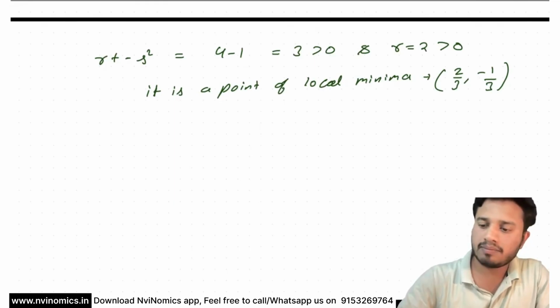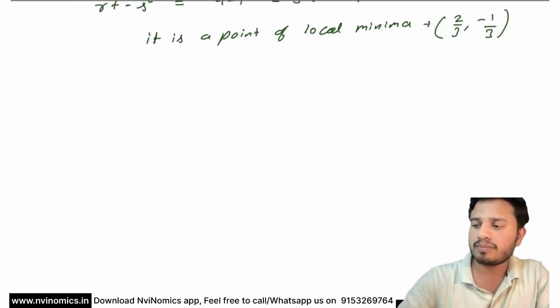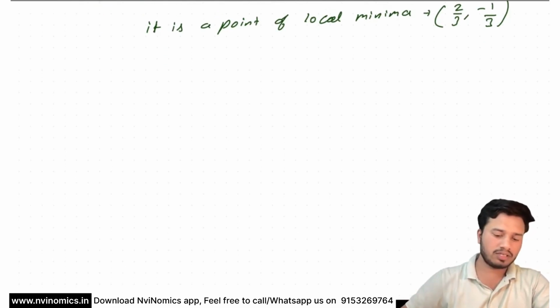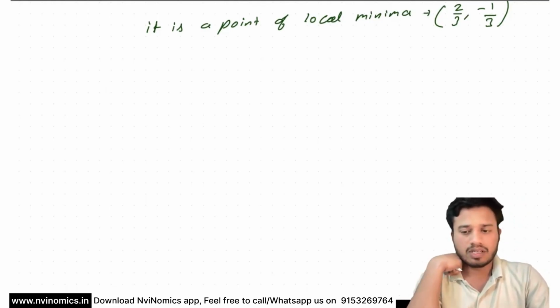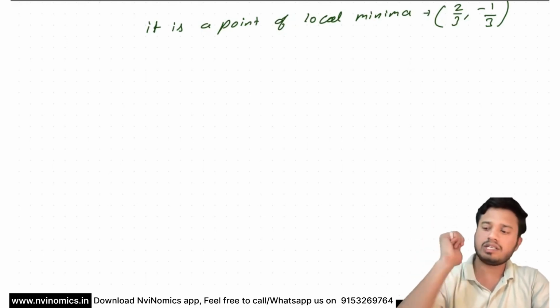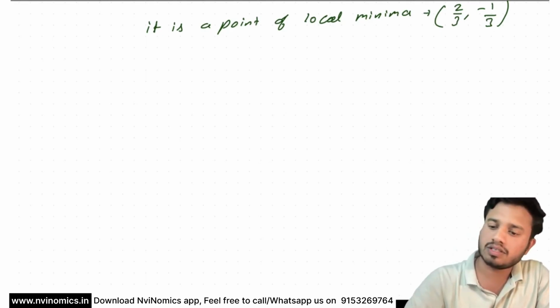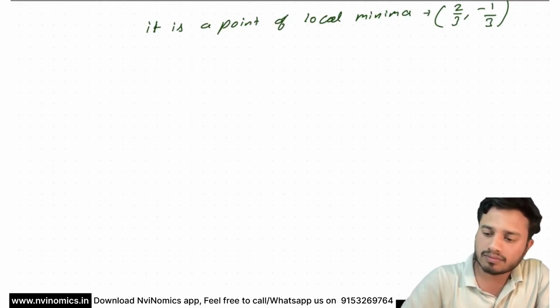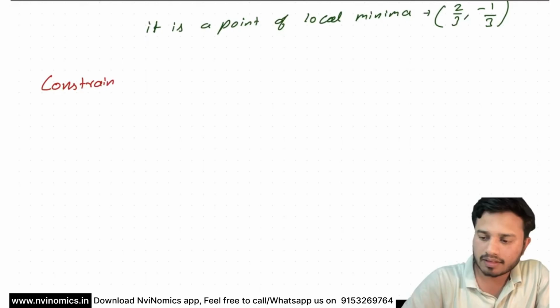Now, this is how you do it. In many situations, in economics or mathematics or physics, there are not direct optimization problems. There are always some constraints on which we have to check the optimality of the curves. So now I'm going to talk about constrained optimization.